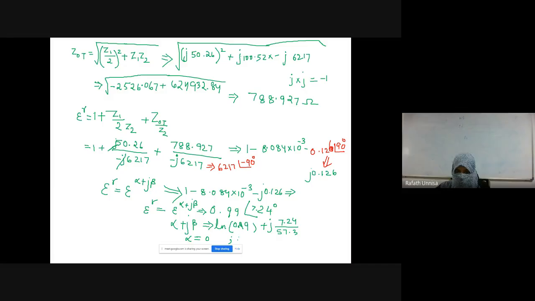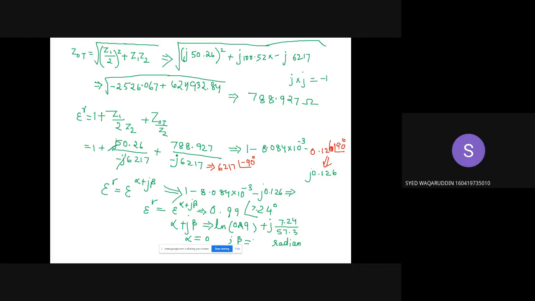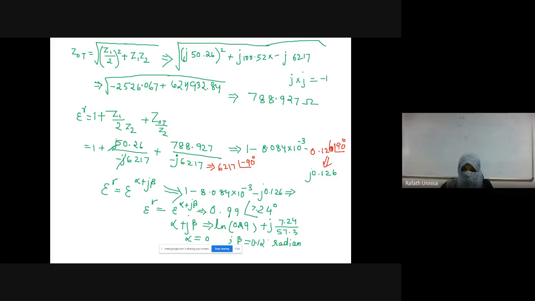What is the value of beta in radian? 7.24 divided by 57.3 is 0.126. Good. So in this way we have done. I hope this has given you a clear idea how we are supposed to approach this kind of problems with respect to the symmetrical T network.